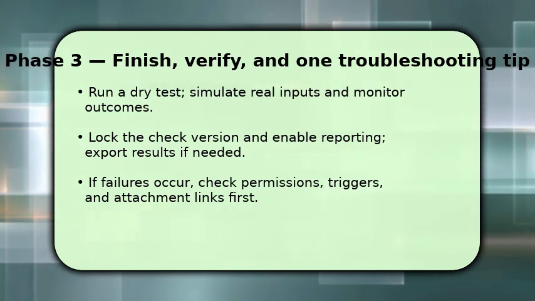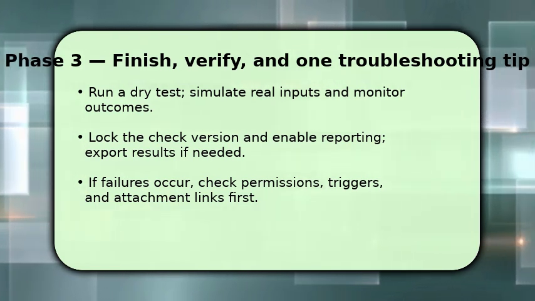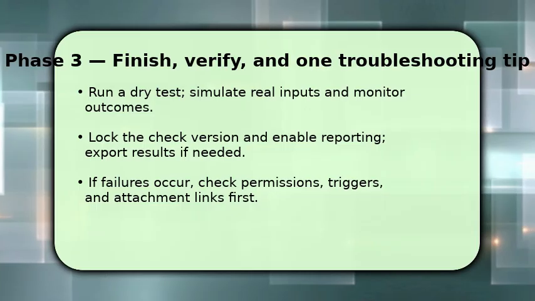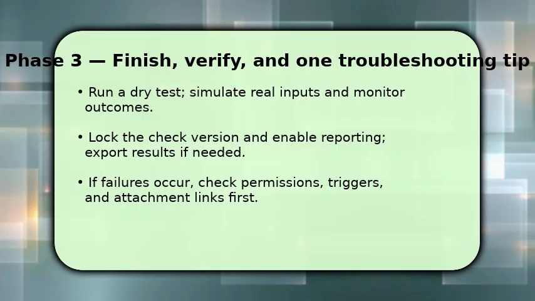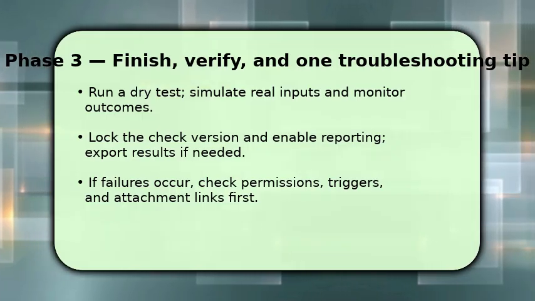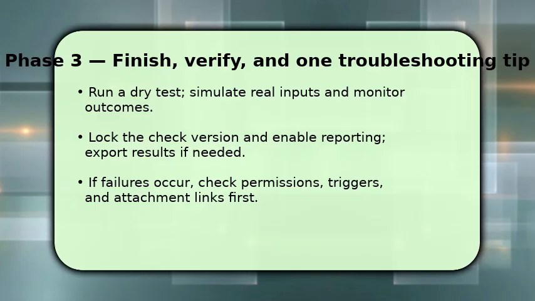If something breaks, start simple. Verify app permissions, confirm triggers fire, and check attachment links. If issues persist, duplicate the check and isolate the failing step. Finally, update documentation so future runs.